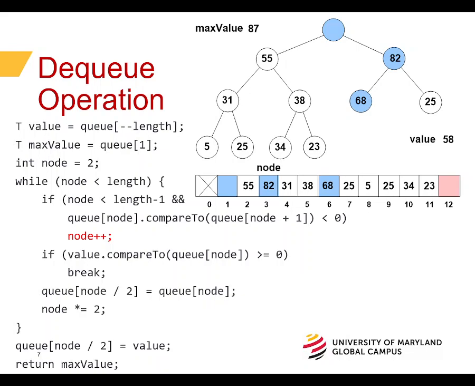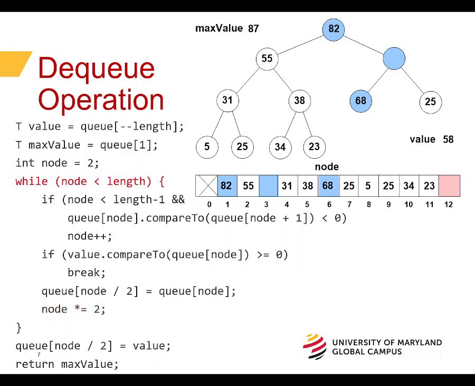Recall that the formula was 2n plus 1. So node now refers to position 3 of the array. Then we compare the contents of value, 58, with what was in position 3, 82. 58 is not greater than or equal to 82, so this condition is false. 82 moves from position 3 to position 1, the root node. Node is doubled to move to the left child, so node is now 6.